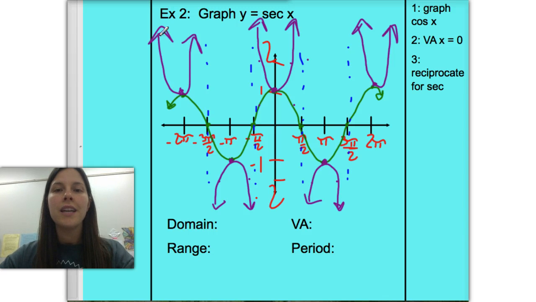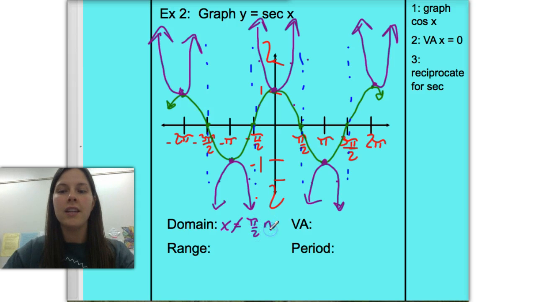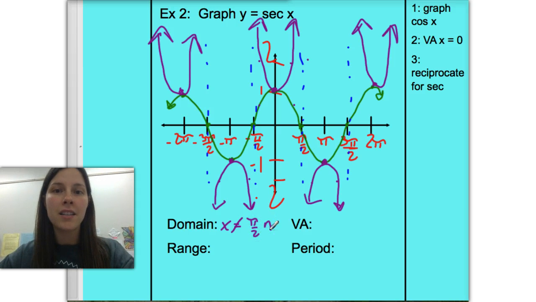Domain for this one is odd multiples of pi over 2. So x cannot equal pi over 2 times n, where n is an odd integer. All of the even integers, the multiples of pi, do work, but not those odd multiples of pi over 2, and we have that organized on our vocab sheet.